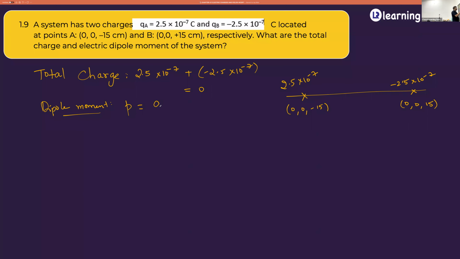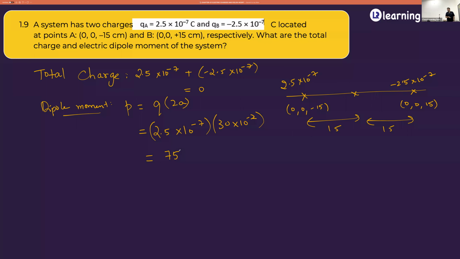So P is equal to Q multiplied with 2A. Basically it is the charge multiplied with the distance of separation between them. What is the magnitude of each charge? It is 2.5 into 10 power minus 7, into the distance of separation, which is 15 and another 15. So it is going to be 30 into 10 power minus 2 meter.